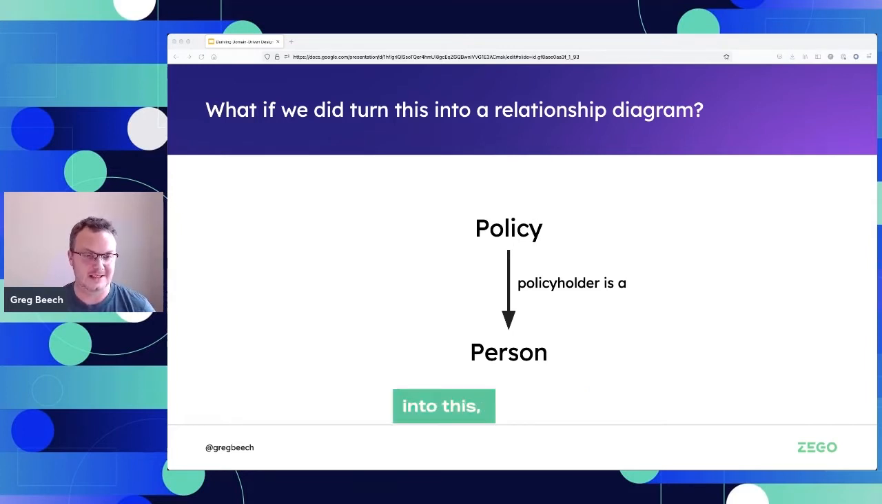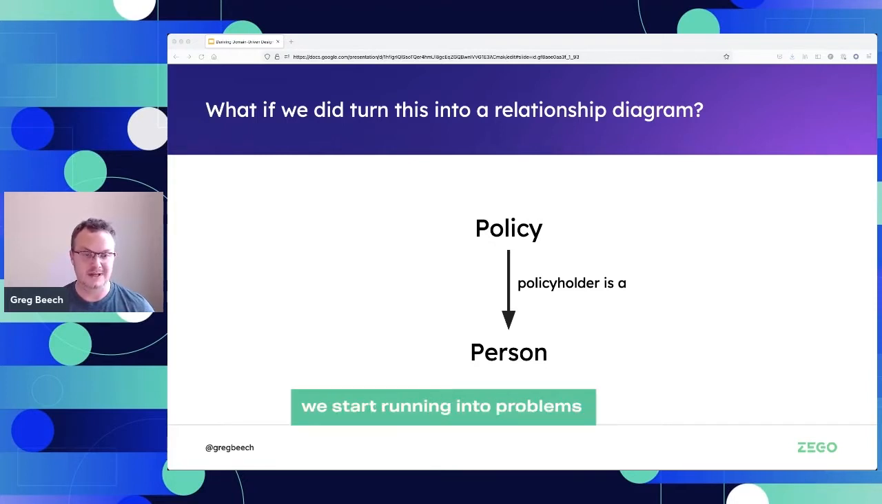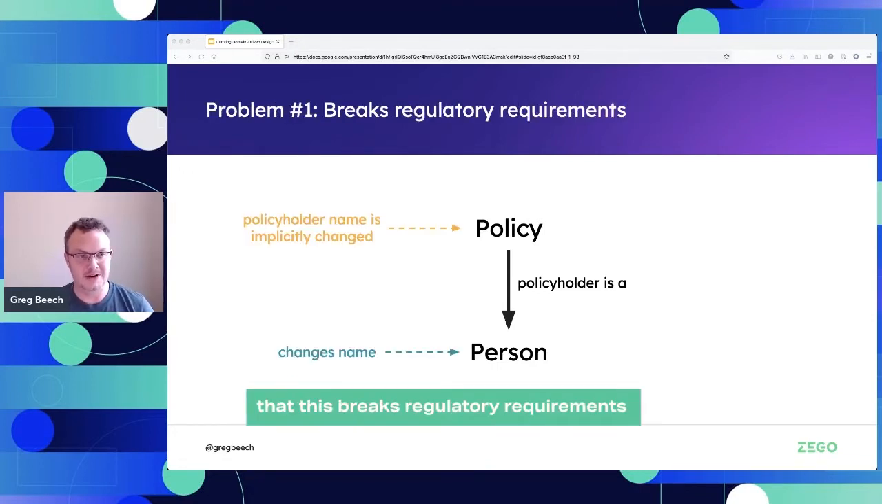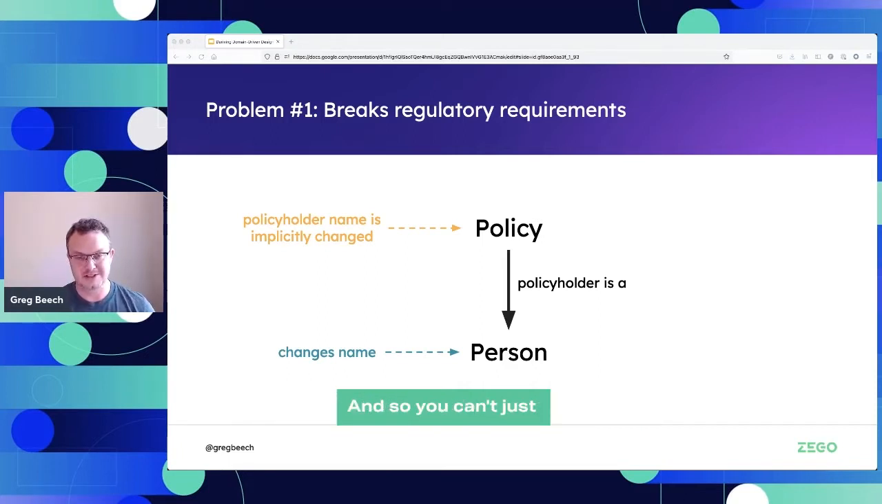But as soon as we get into this, once we start thinking about the business domain, we start running into problems like what happens if a person changes their name? And we immediately run into the problem that this breaks regulatory requirements because a policy is a contract. And so you can't just implicitly change it. Contracts have to be changed explicitly with agreement from the people involved. So if a person changes their name and a policy is just linked to that person, then the policyholder name got implicitly changed. So we're kind of going against the regulations already.